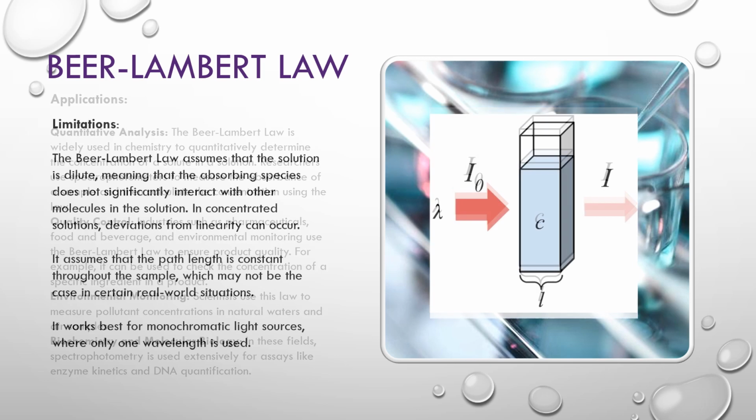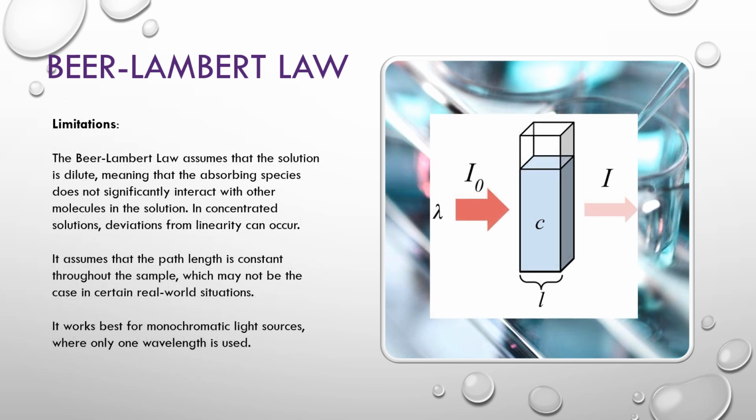Limitations: the Beer-Lambert law assumes that the solution is dilute, meaning that the absorbing species does not significantly interact with other molecules in the solution. In concentrated solutions, deviations from linearity can occur. It assumes that the path length is constant throughout the sample, which may not be the case in certain real-world situations. It works best for monochromatic light sources, where only one wavelength is used.